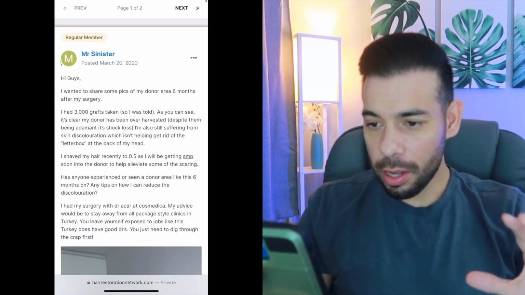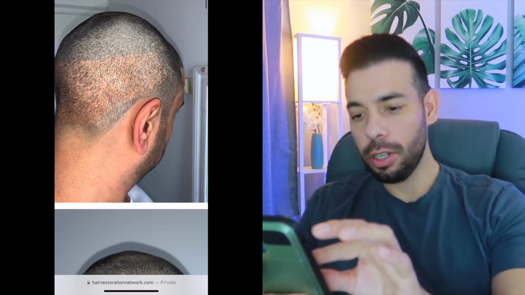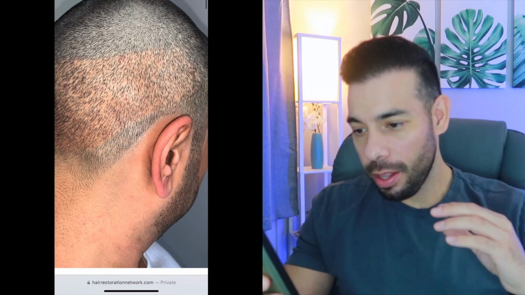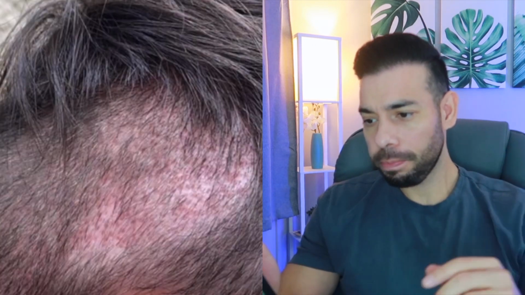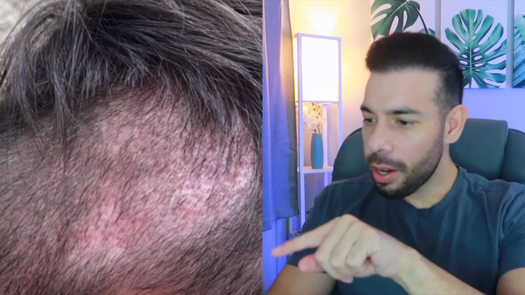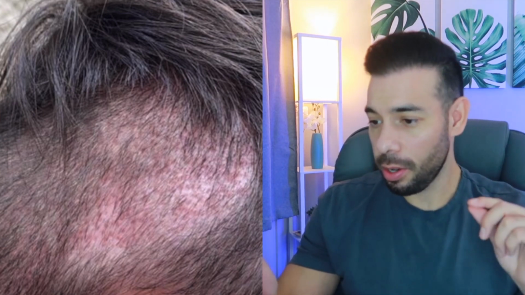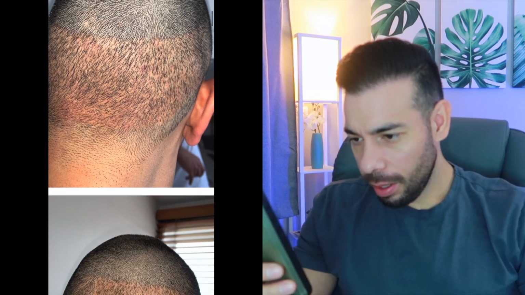All right, now we're going to look at a different case. This guy had 3,000 grafts 6 months ago. Now take a look at his donor. I'm going to zoom in so you can see there are a lot of gaps where there used to be hair. Unlike the other guy, where there's not really any gaps, here you don't see thicker terminal hairs missing. It just looks like it's all kind of patchy. That's a telltale sign of overharvesting.